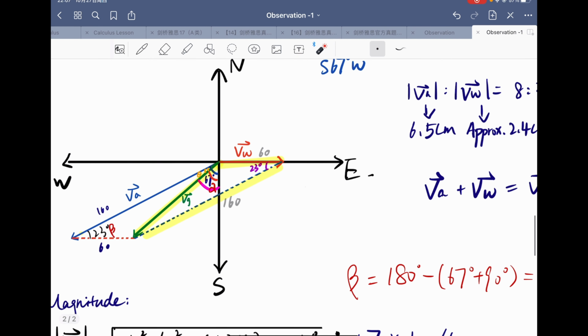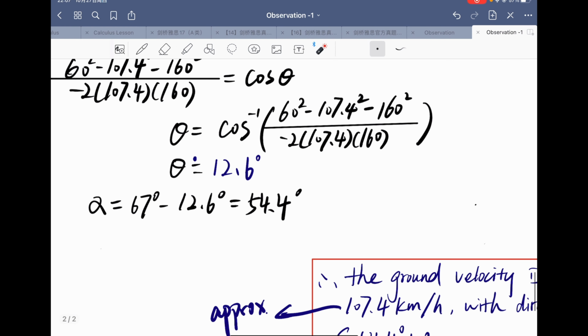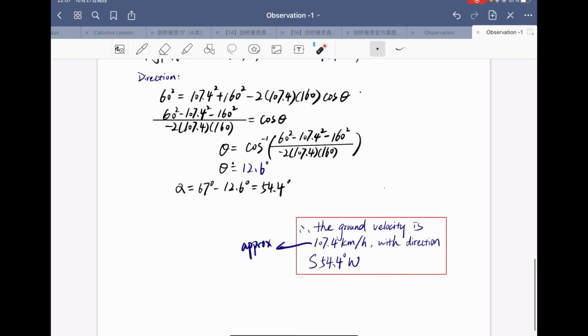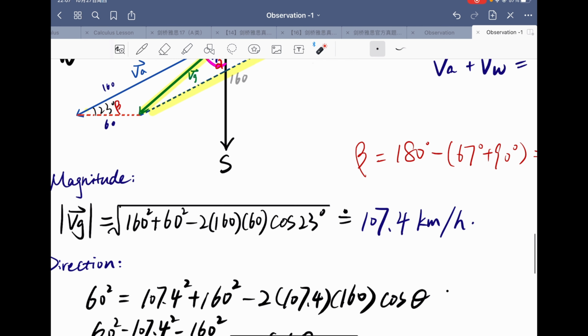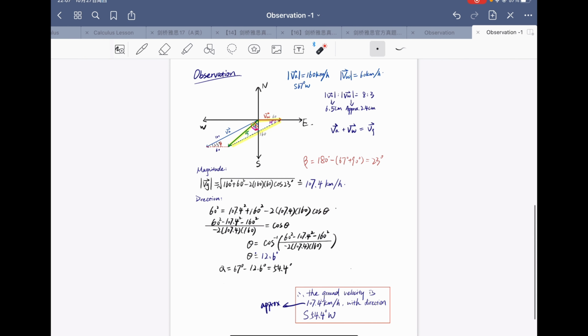So I can get my alpha here. Use 67 degrees minus my theta, which equals 54.4 degrees. So I get my conclusion. Therefore, the ground velocity is approximately equal to 107.4 kilometers per hour. This is the magnitude of it, with direction south 54.4 degrees to west, because it's from south to west, right? So it's this angle alpha here. So that's it. And thank you.